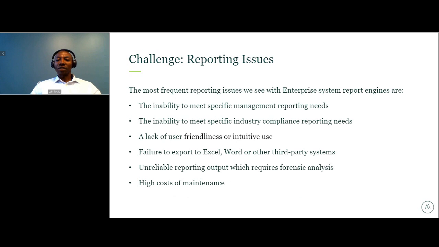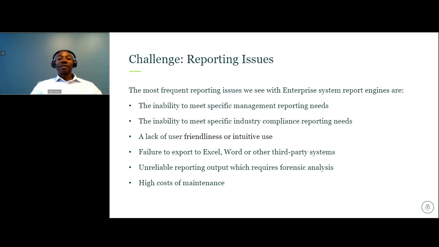User-friendly reporting, dashboards, KPIs, and the ability to measure corporate performance are some of the hallmarks of a truly powerful enterprise system. In many of our assessments, we've seen cases where the system is not able to meet specific management reporting needs, does not meet specific industry compliance needs, or is not user-friendly or intuitive, or not readily exportable to Excel, Word, or other third-party analysis systems. Oftentimes, the reporting output is just unreliable and requires too much forensic analysis to reconcile.